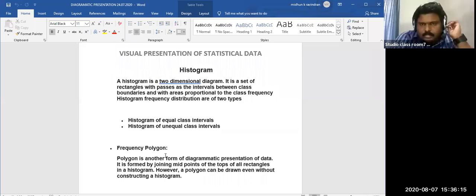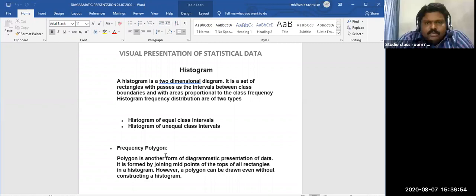Can you hear me? Yes, sir. Yeah, fine. It's a two-dimensional diagram. Both the length and the width of the diagram are important. It's a set of rectangles with bases as the intervals between class boundaries and with areas proportional to the class frequency. Histograms can be divided into two types: a histogram of equal class intervals and a histogram of unequal class intervals.